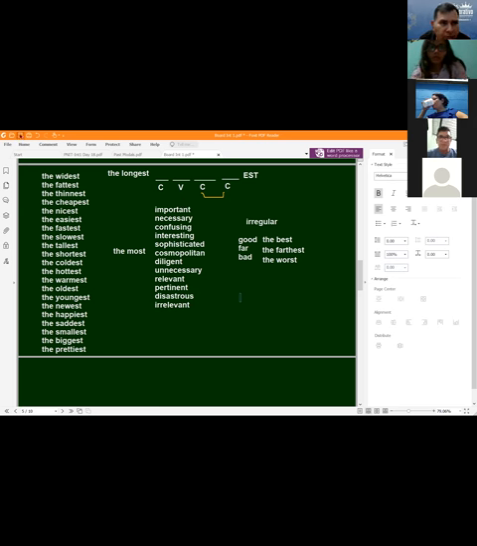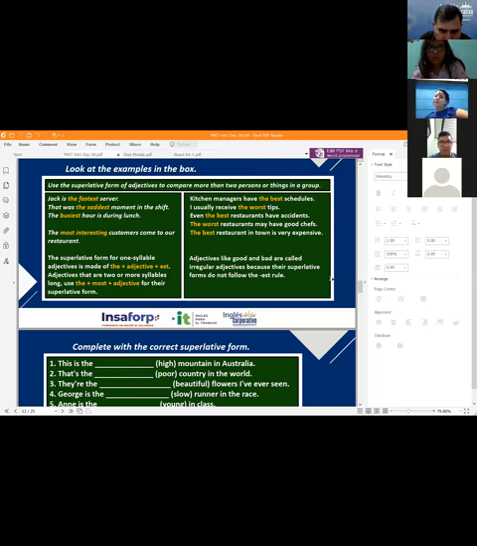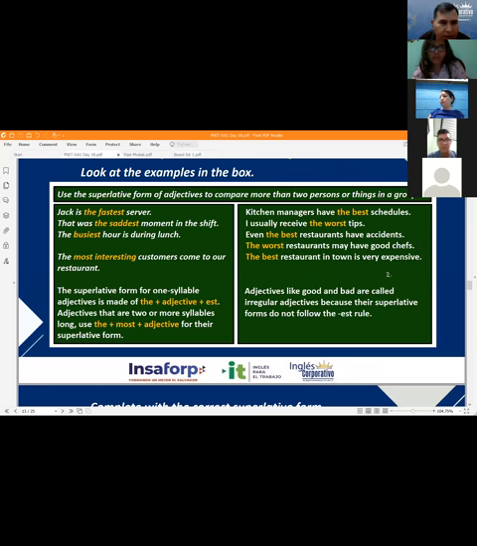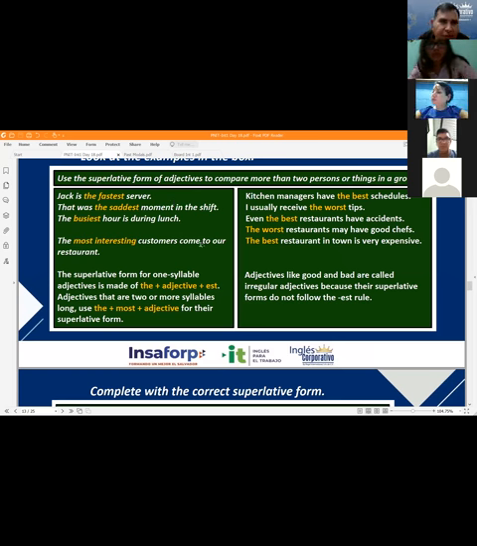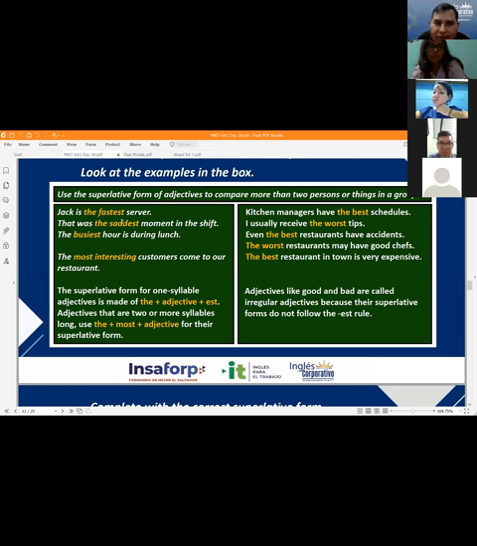Okay, so let's go to the main place here. So the examples that they give us are, Jack is the fastest server. The fastest server is Apache 404. I'm just kidding. We're talking about servers, the computers. The fastest server is Apache 404. That's another, how can I say, Silicon Valley joke, okay?